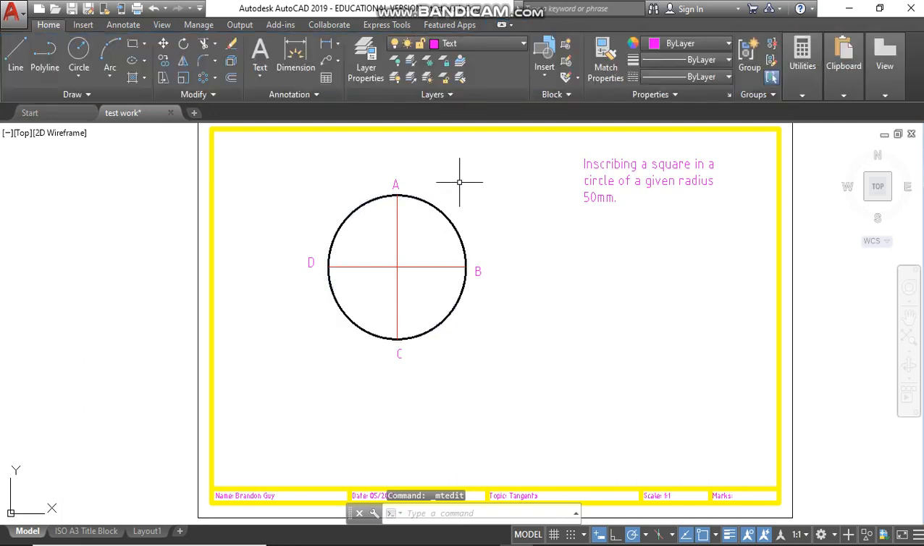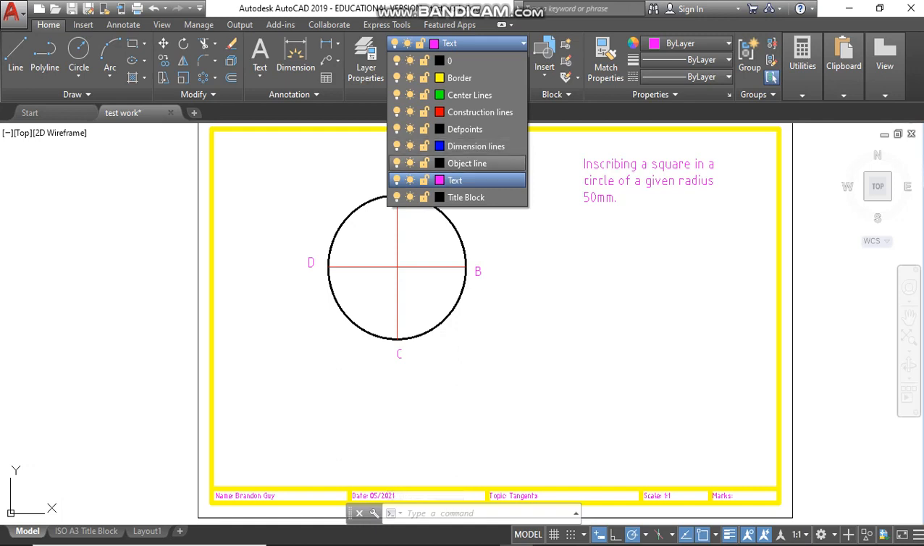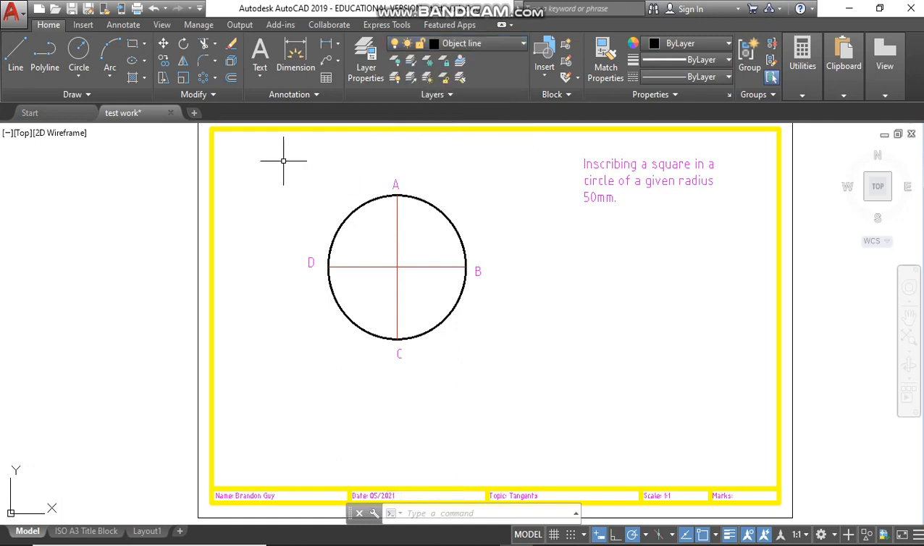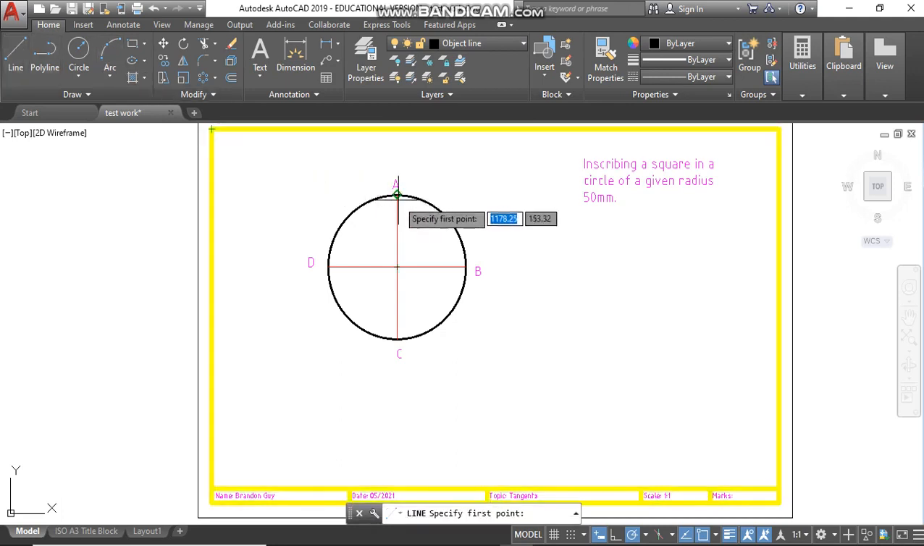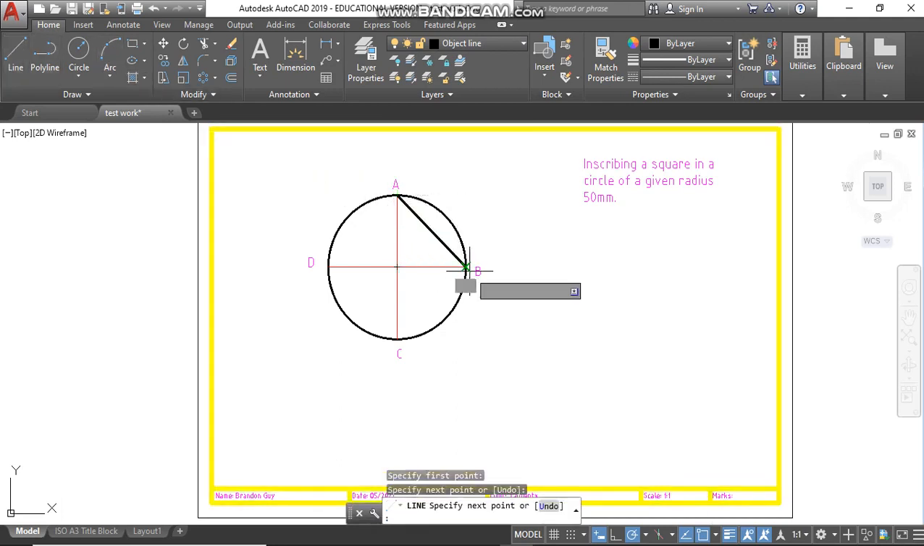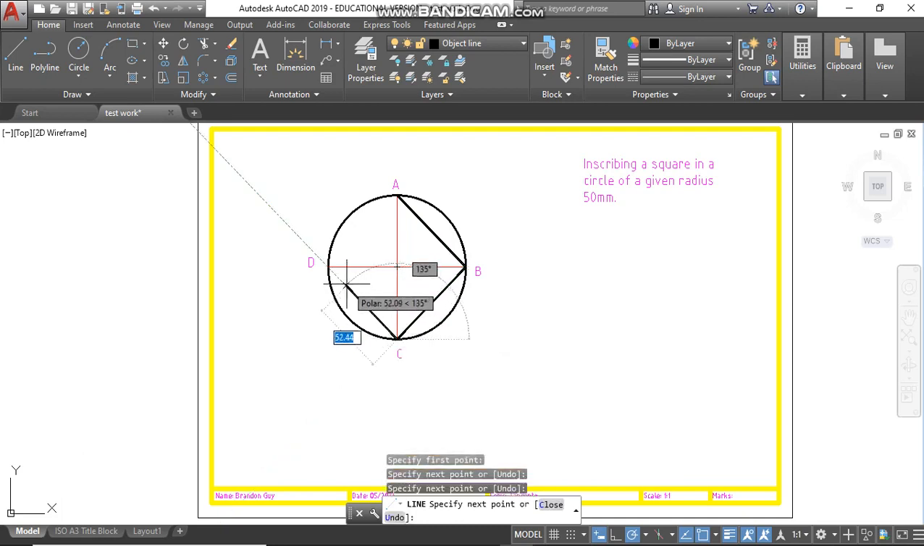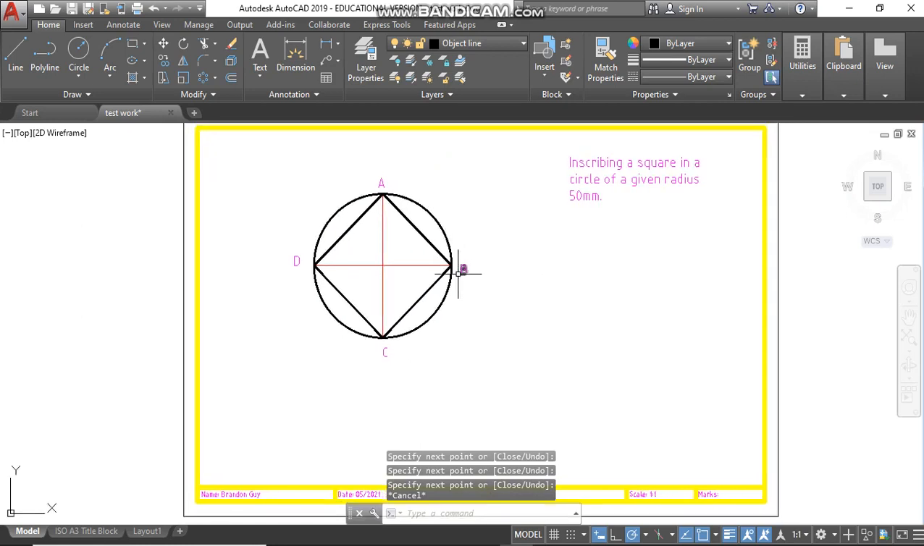Right. Now we are going to connect the points A to B to C to D, and then back to A. A to B, B to C, C to D, and then D to A. Lovely. So this is it. We have our inscribing square in a circle of a given radius.